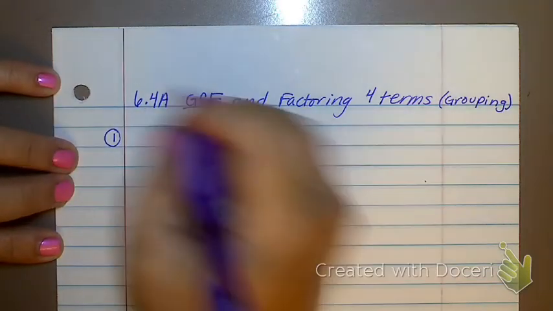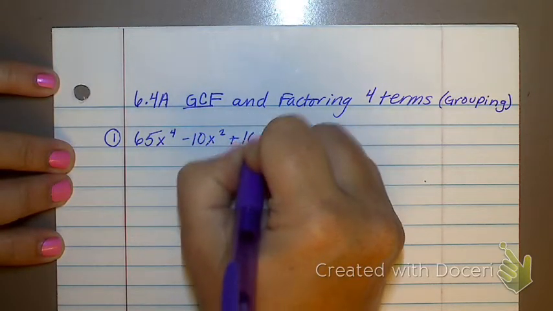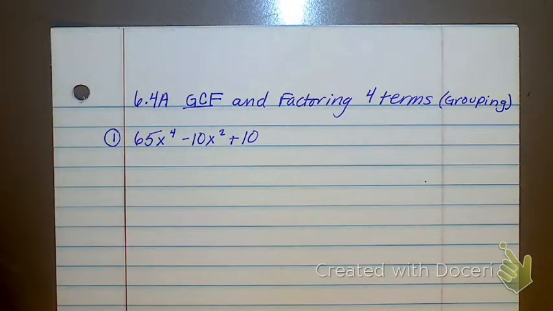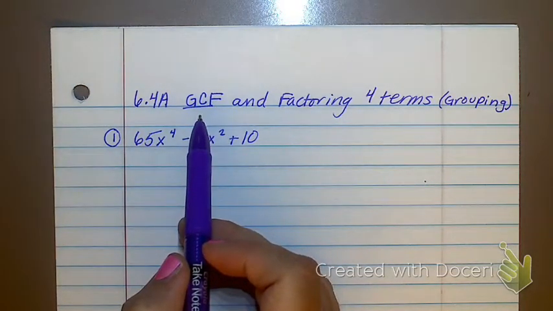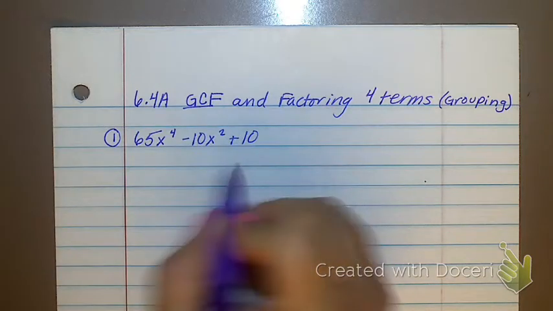My first GCF problem. There's my first problem. 65x to the 4th minus 10x to the 2nd plus 10. I think I mentioned it on Friday, but what is factoring the opposite of? What did we do on Friday? Multiply, right? Factoring is the exact opposite, starting at the end of the problem and going backwards. GCF specifically is the opposite of distributing. Okay? So if I'm looking at this, I want to see what do all these have in common, because that will tell me what was distributed to all of them.